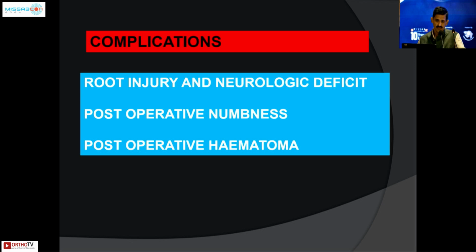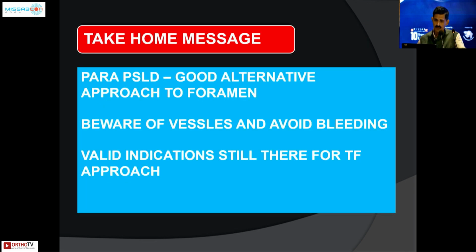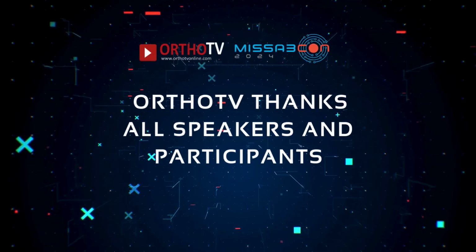Sometimes there can be root injury, post-operative dysesthesia, hematoma, bleeding, and if you are aggressive, you can end up with fracture. Take home message: it's a good alternative approach for a foraminal pathology. You have to be aware of complications such as bleeding, and it's a good alternative. However, I still say that transforaminal approach has its own indications. Thank you.